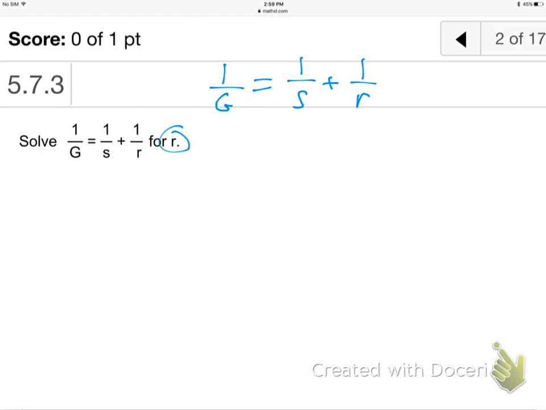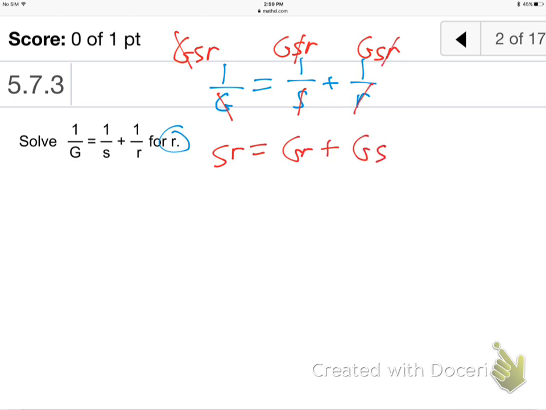GSR. Top, top, top. Cross cancel and multiply what's left over. G cancels G, you got SR. S cancels S, GR. R cancels R, GS.